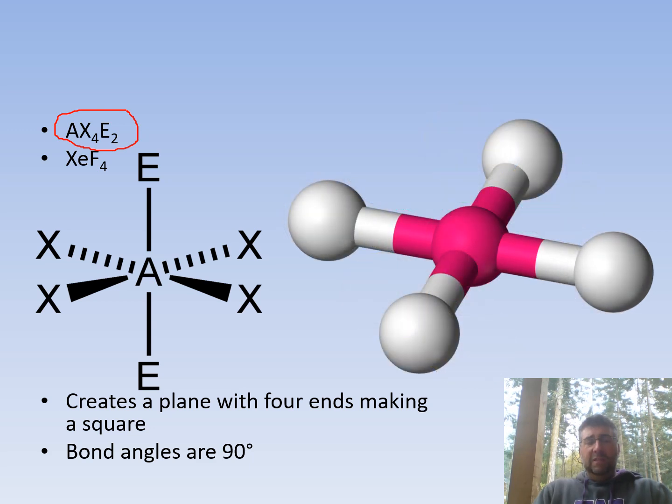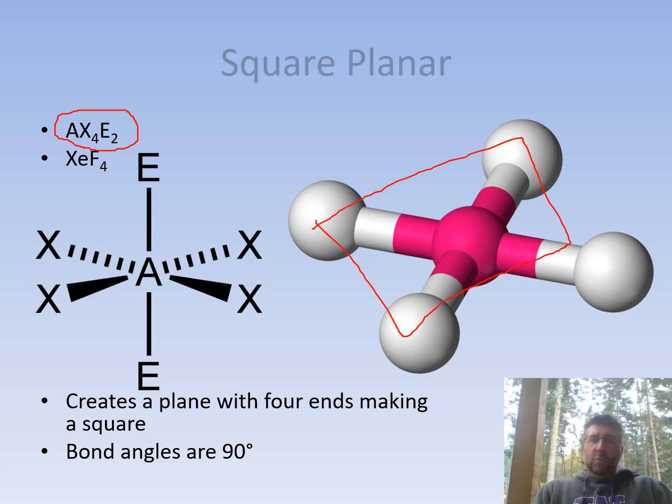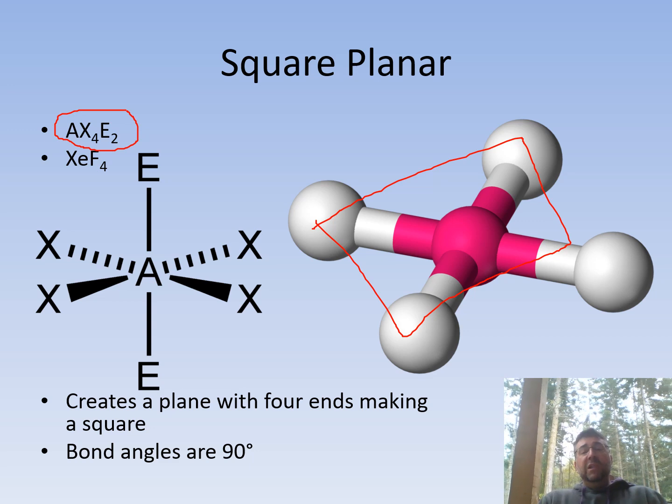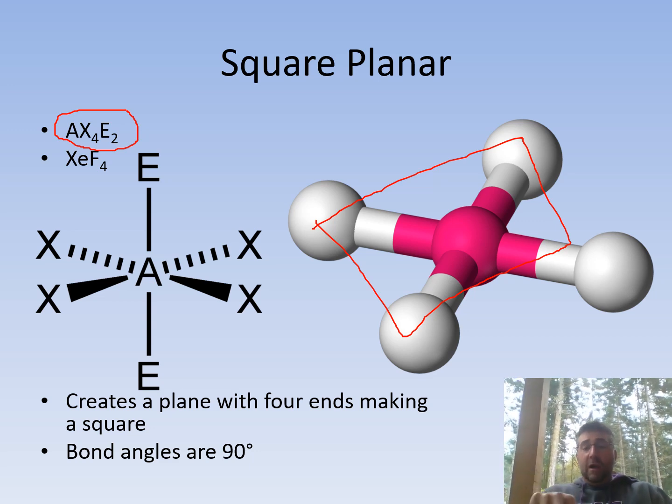We end up with something like this. All right, well, what shape is that? So if we connect our dots, what shape is that? Well, it's called square planar. It's a square that's on a plane. So pretty simple there, huh?